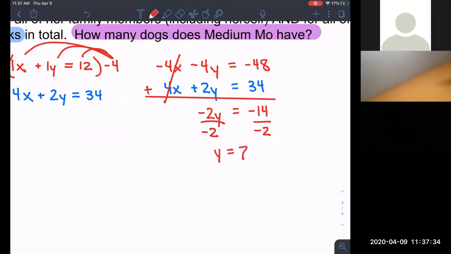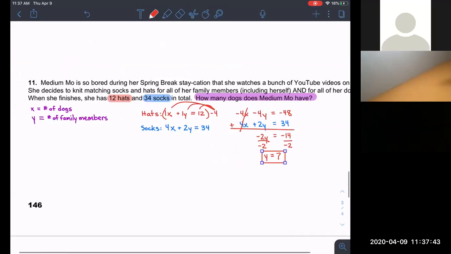Okay, now somebody tell me what that means in the context of the problem. 7 family members. Yeah, y is the number of family members, and that is the precise reason that we always define a variable. That way, when we get y equals 7, we can look right back here and say, oh, well, y was the number of family members Mo has, so she must have 7 family members.